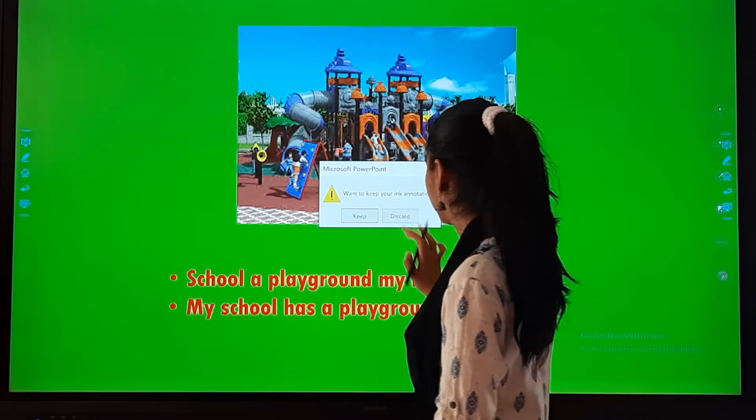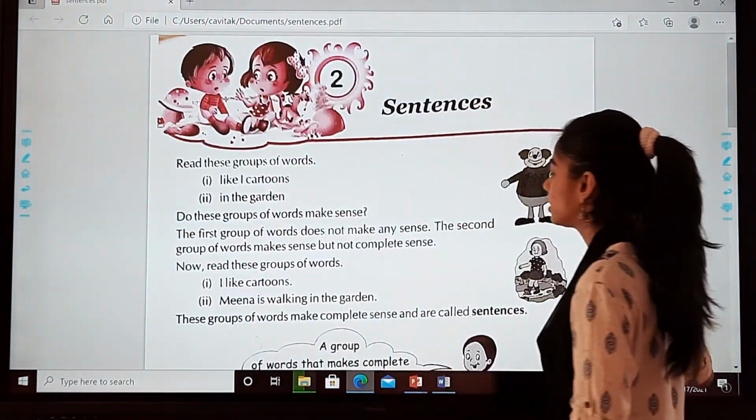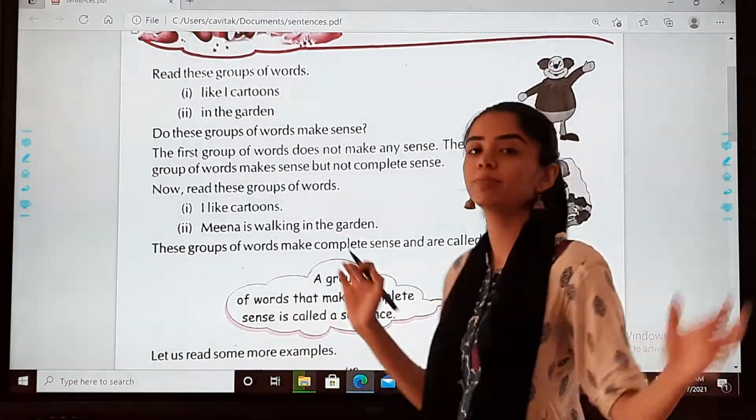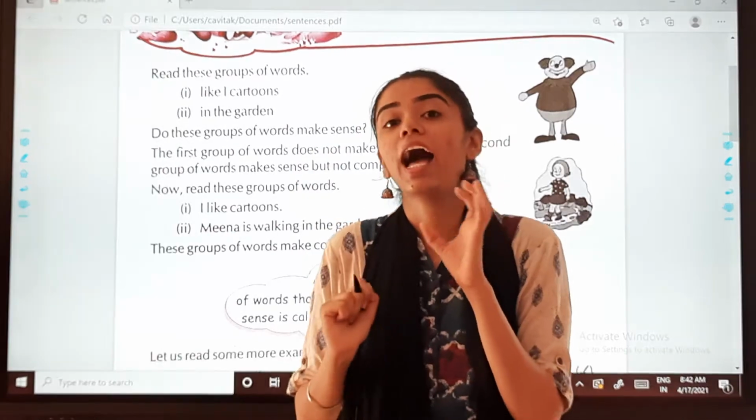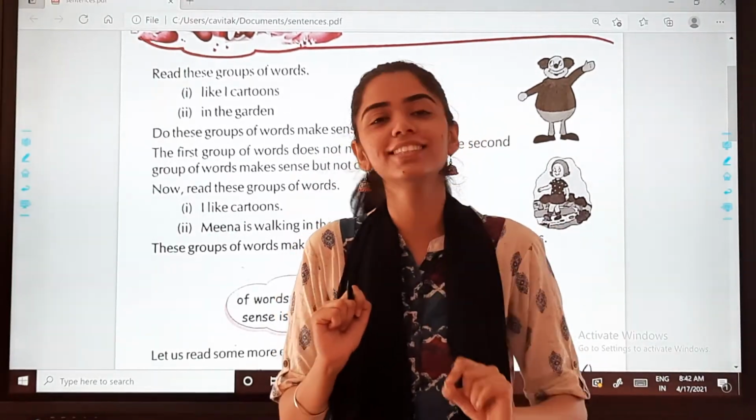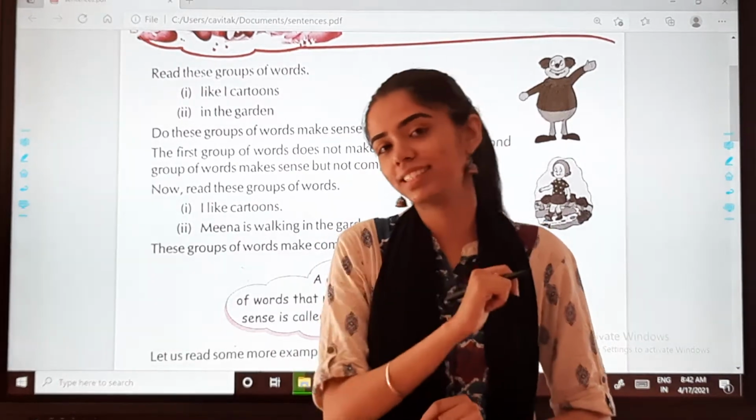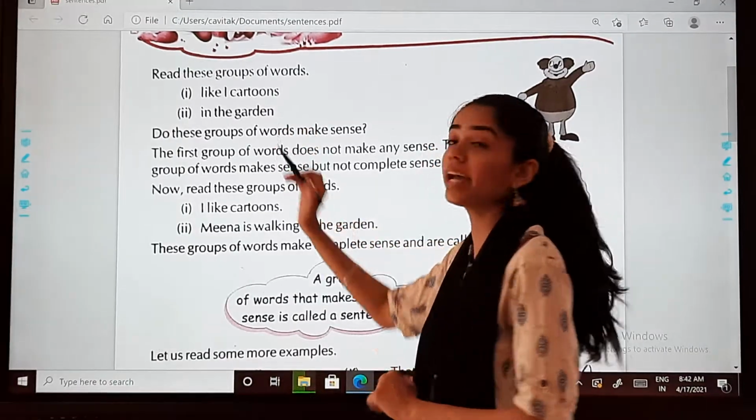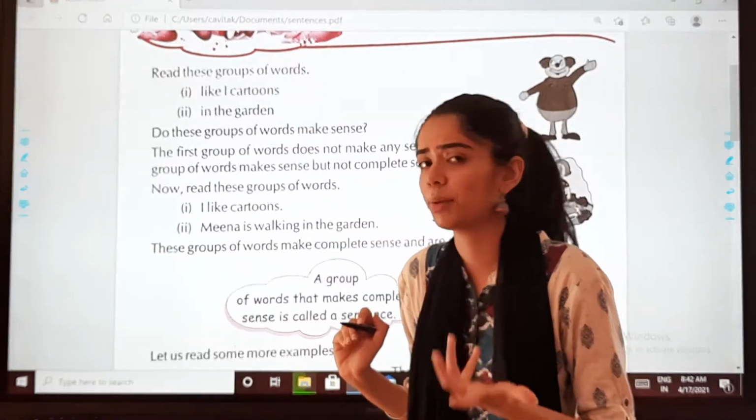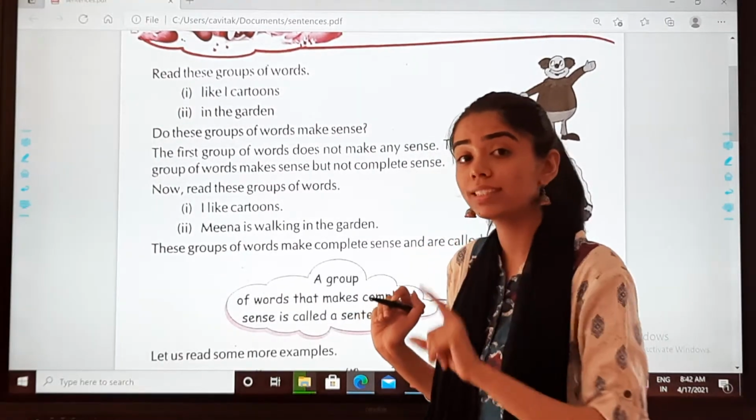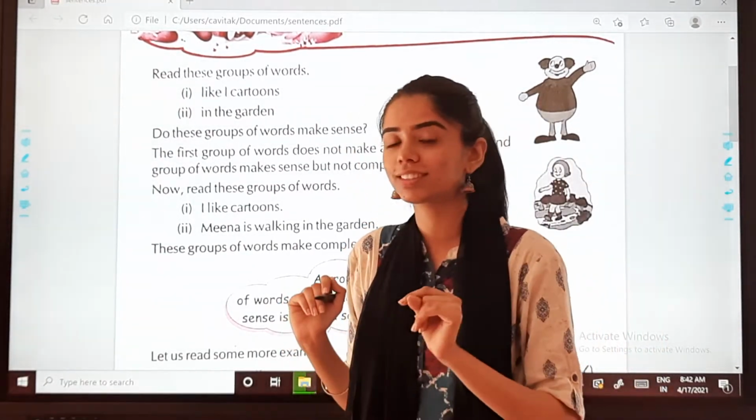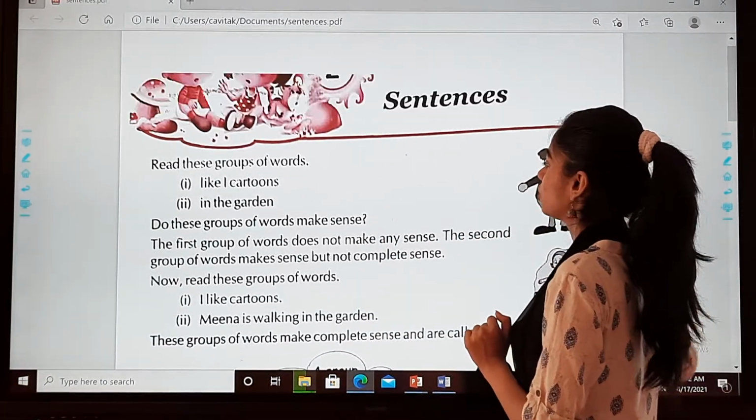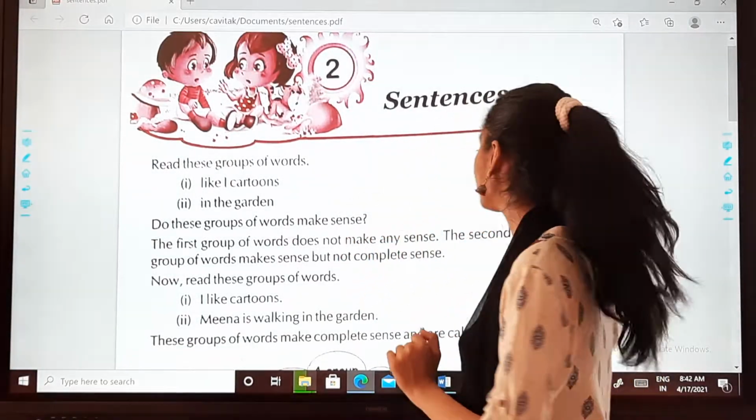So children, what is it? See, if I keep different set of words together, group of words together, and when it makes complete sense, then it is known as sentences. One more example I'll show. Like I cartoons. Does that make sense? But if I say I like cartoons, then it makes sense, right? So children, this is your chapter number 2, sentences.